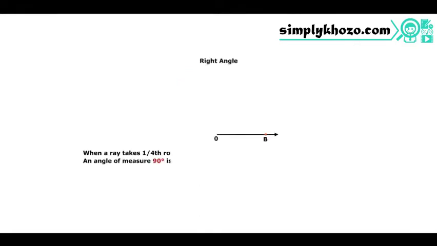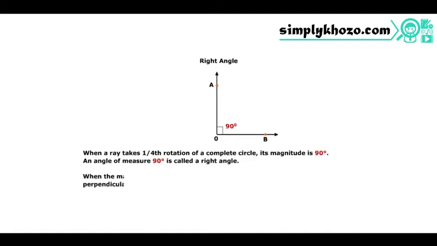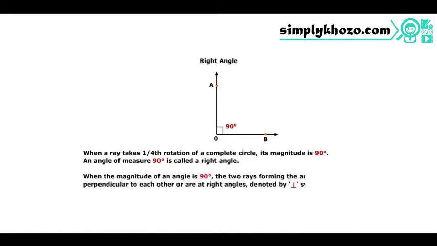When a ray takes 1/4 rotation, its magnitude is 90 degrees. An angle of measure 90 degrees is called a right angle. When the magnitude of an angle is 90 degrees, the two rays forming the angle are perpendicular to each other, or are at right angles, denoted by the perpendicular symbol.